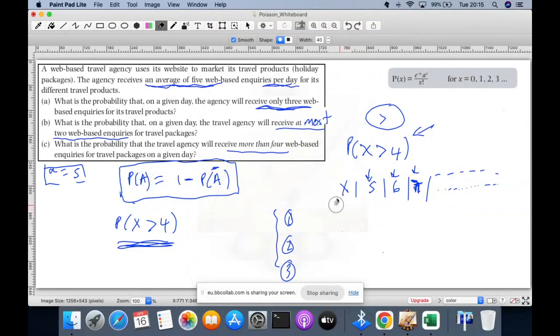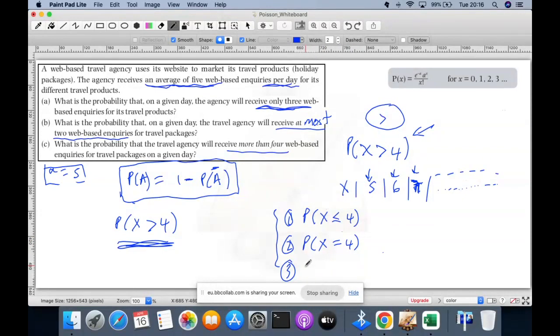Option 1 is the probability of x less than or equal to 4. Option 2 is the probability of x equals 4. And the third option is the probability of x less than 4. Which of these three options, 1, 2, and 3, is the correct one? Which is the opposite of this?